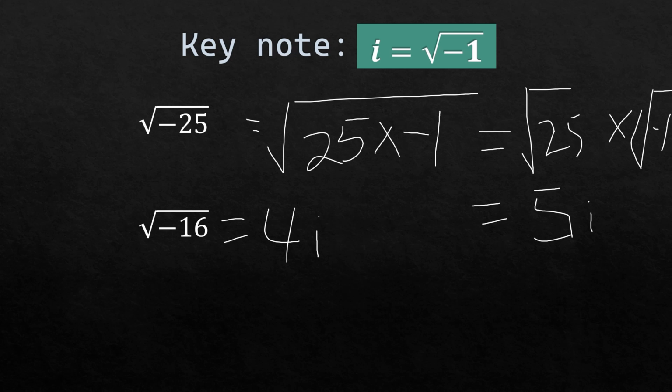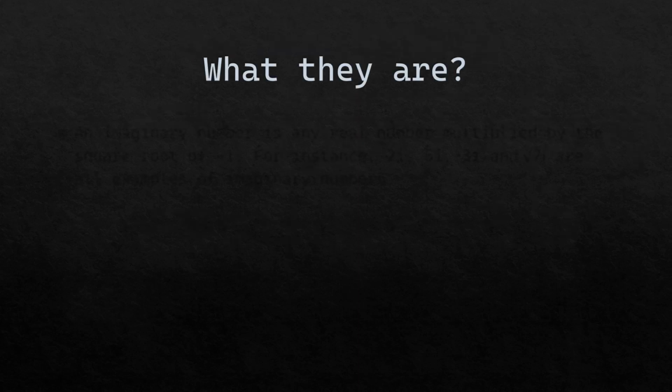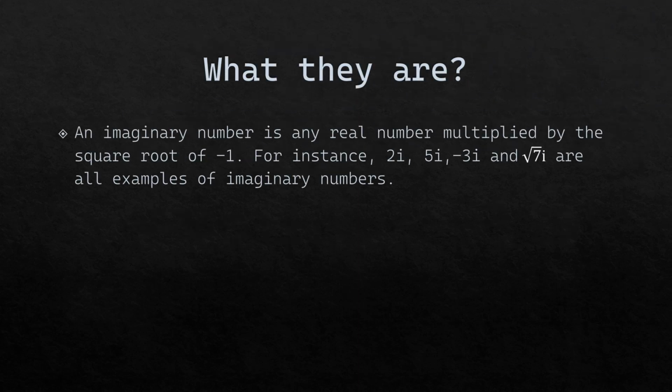Now, let's talk about what they are. An imaginary number is any real number multiplied by the square root of negative 1. When we multiply a real number by the square root of negative 1, and we discover that the square root of negative 1 is I, you get an imaginary number. So for example, 2I, 3I, 4I, 5I, 6I, root of 7 I, all those things attached to I give us imaginary numbers. Very nice.